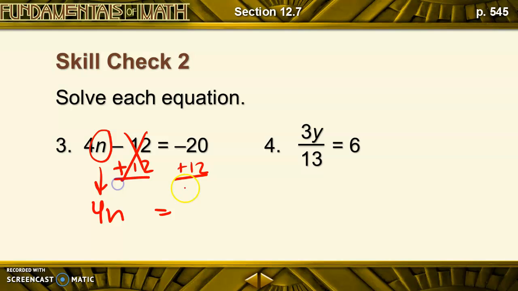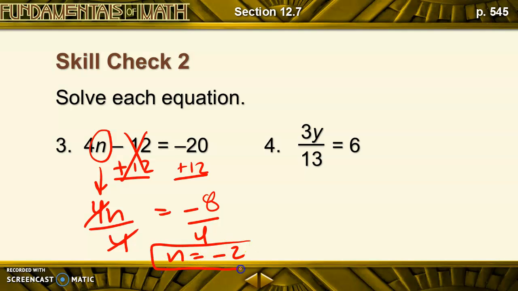4n is equal to negative 20 plus 12. Alright, if you borrowed $20 but then you paid back 12 of it, you still owe $8. Divide by 4 on both sides, and I get n is equal to negative 2.